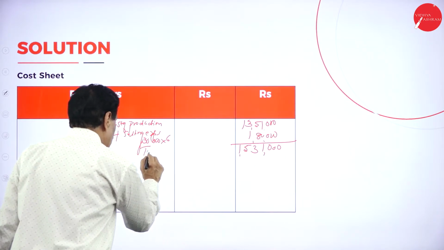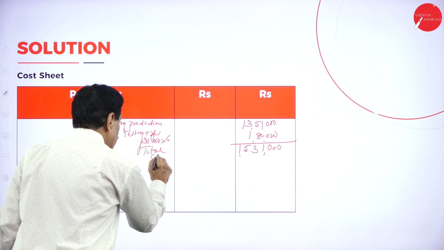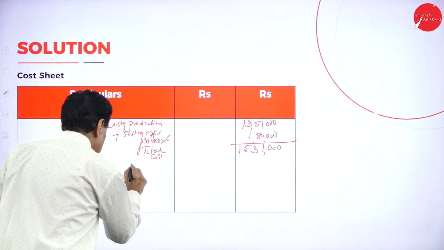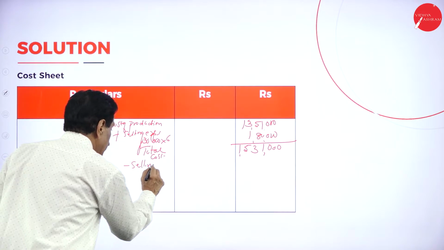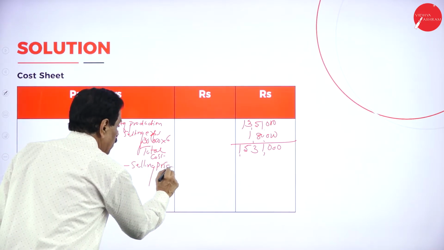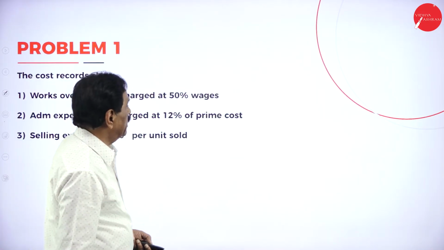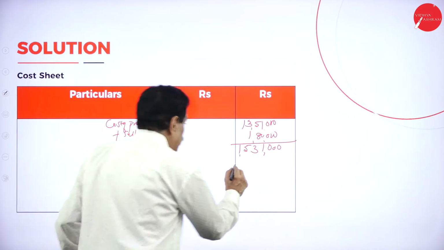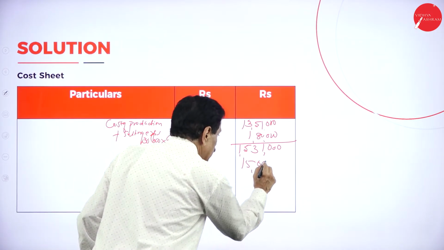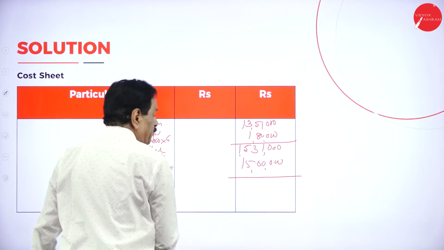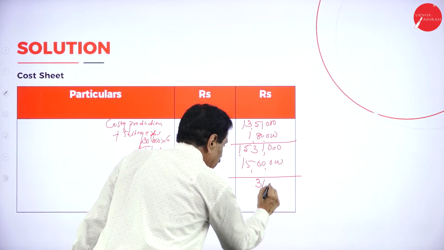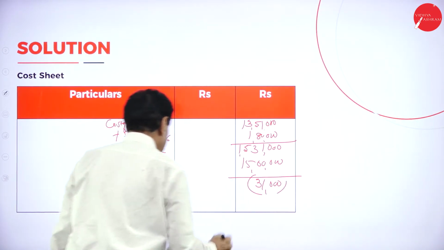15,31,000 is the total cost. Minus the selling price. What is your selling price? 15 lakh. The difference is 31,000, which is a net loss.